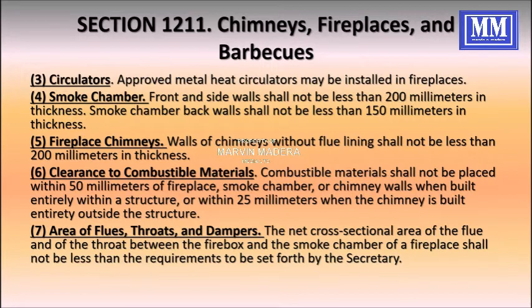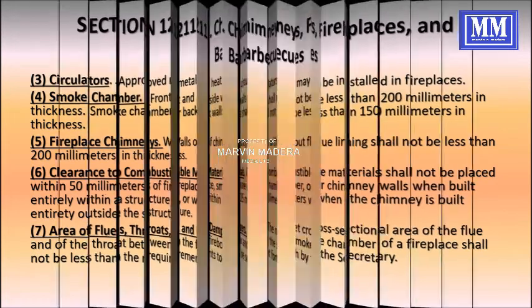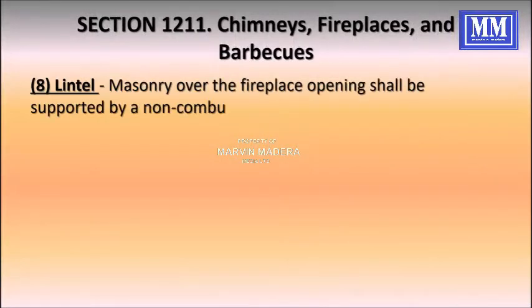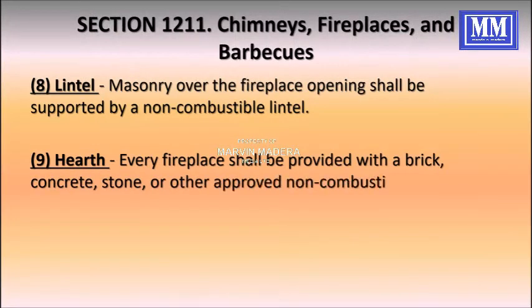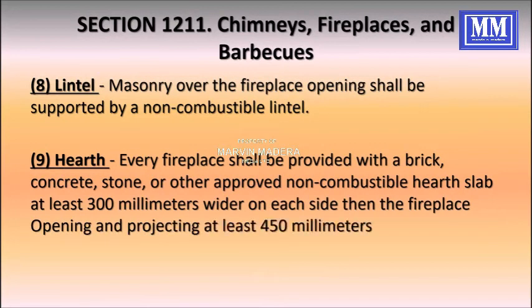Area of flues, throats, and dampers. The net cross-sectional area of the flue and of the throat between the firebox and the smoke chamber of a fireplace shall not be less than the requirement to be set forth by the Secretary. Lintels. Masonry over the fireplace opening shall be supported by a non-combustible lintel. Every fireplace shall be provided with a brick, concrete, stone, or other approved non-combustible hard slab at least 300 millimeters wider on each side than the fireplace opening and projecting at least 450 millimeters therefrom.